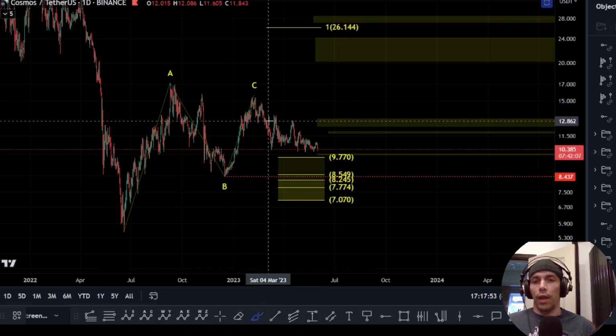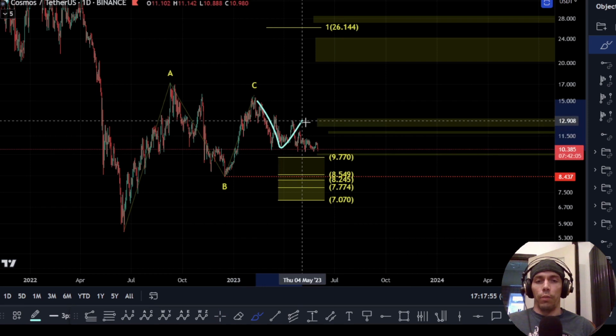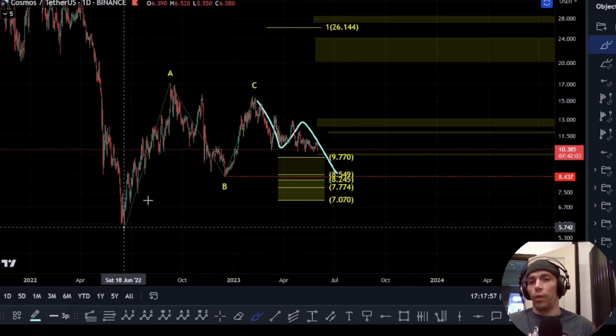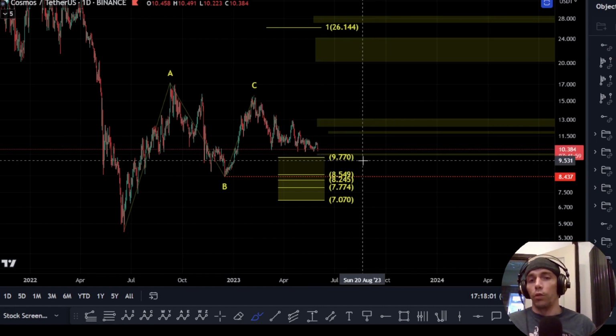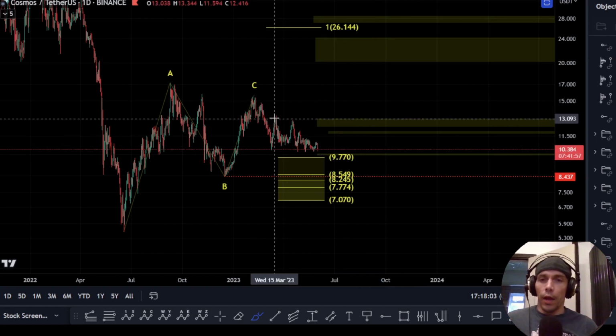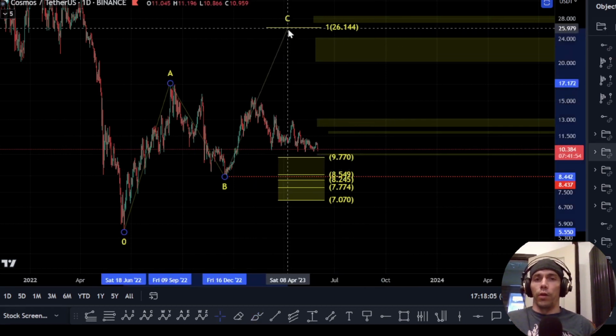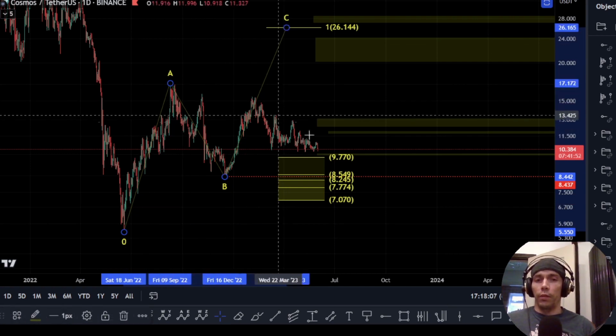It would just mean that actually this is starting from here, where we could see this move, where this then becomes an A, this would be a B, and then we'd look for that C wave to still play out. Now, I don't think that is what is going on here, but it is always possible. So we'll have to monitor this.